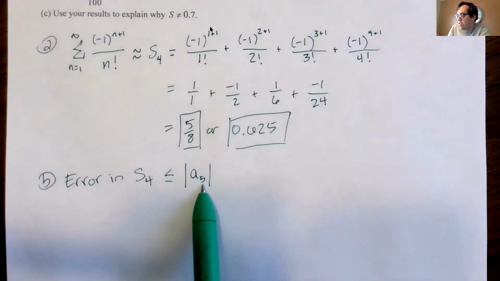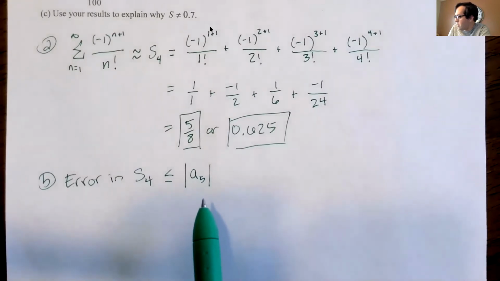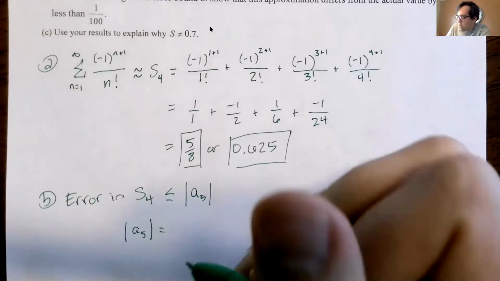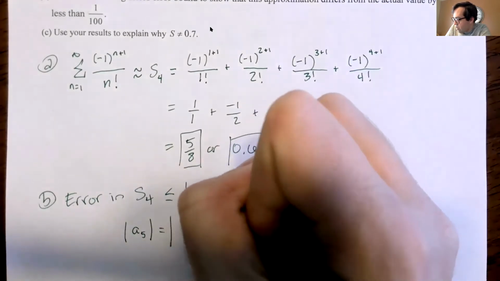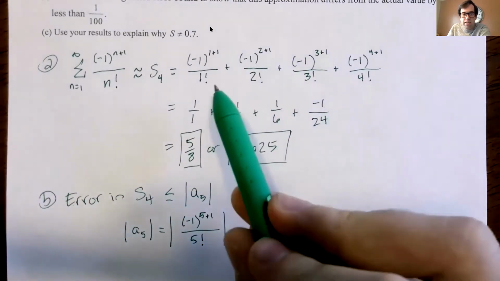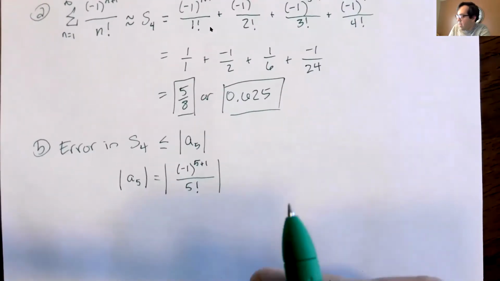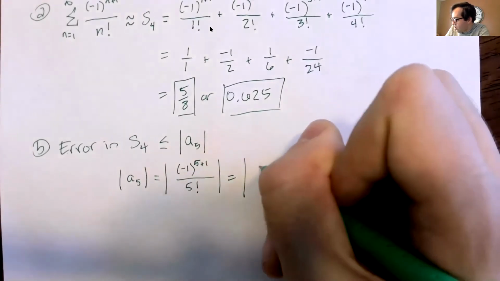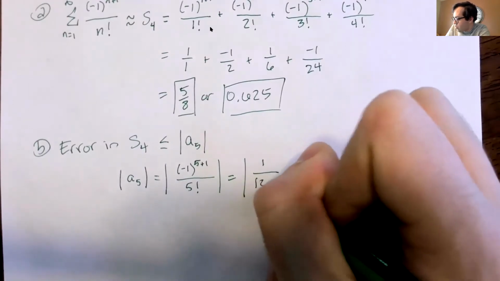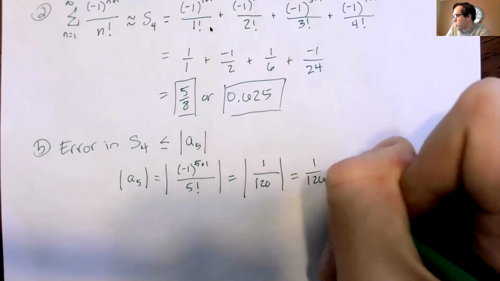So A sub 5 is just the next term in the series. And that term is going to tell us how much possible error there is in this approximation of the sum. So the absolute value of A sub 5 is going to be what? The absolute value of -1 to the 5 plus 1 over 5 factorial. That's the first term that we didn't write up here. And so that's going to be -1 to the 6 of 1 over 5 times 4 times 3 times 2 times 1, which is 120, which is just going to be 1 over 120.